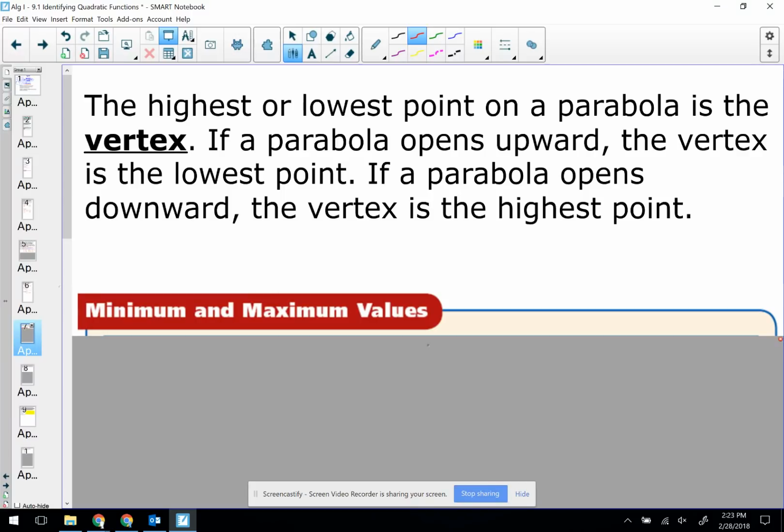Another really important point is called the vertex of the parabola. The vertex of the parabola is basically that bottoming out point. It's the highest or lowest point. So go ahead and write that definition down.